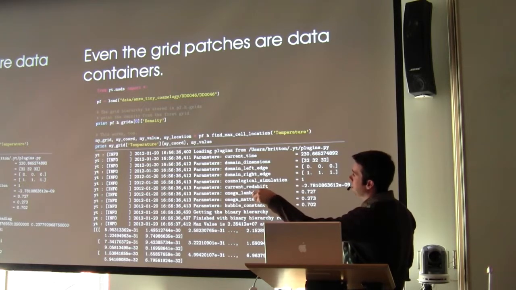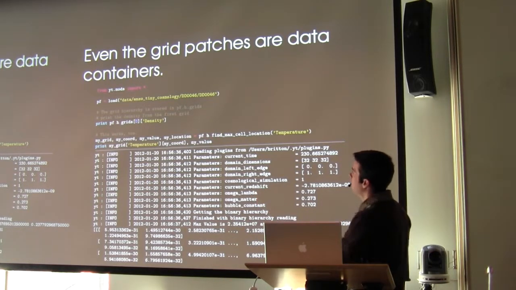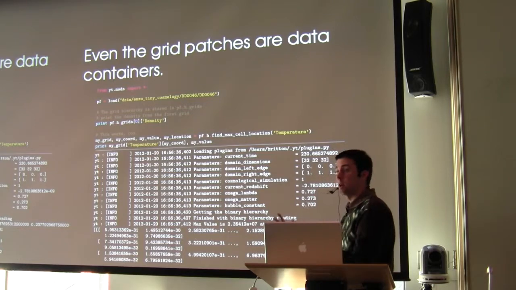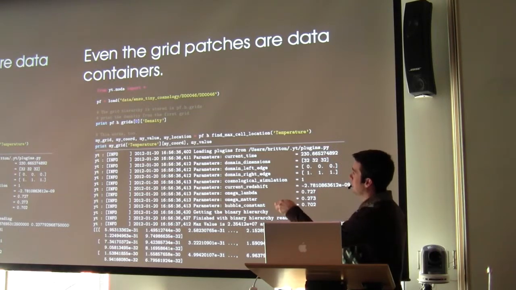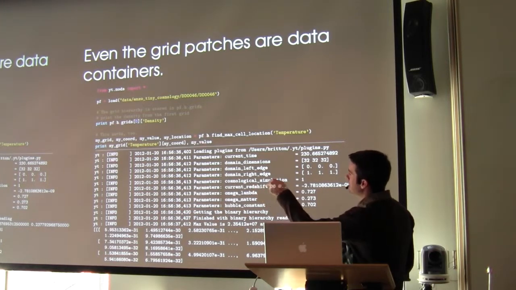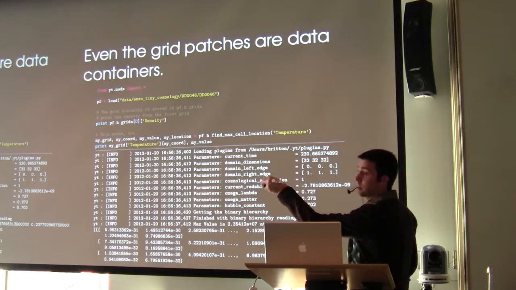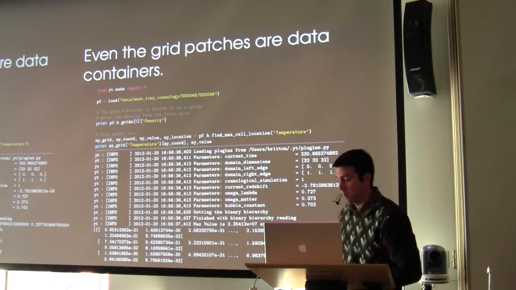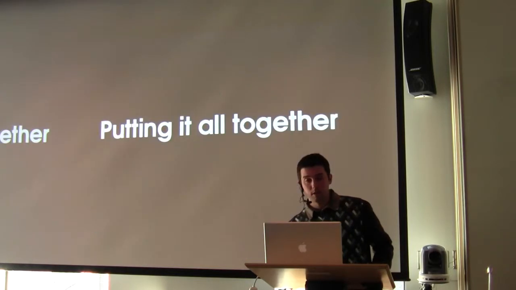If you remember the example from earlier where I used pf.h.find_max_cell_location, I have all of these return values, and my grid is returned. My grid is that grid object from the hierarchy. And so I can simply then do my grid temperature with that coordinate. If you do this statement and print my value, which was returned as the max, they should be exactly the same. And they are, at least in mine, even though you can't see it down there.